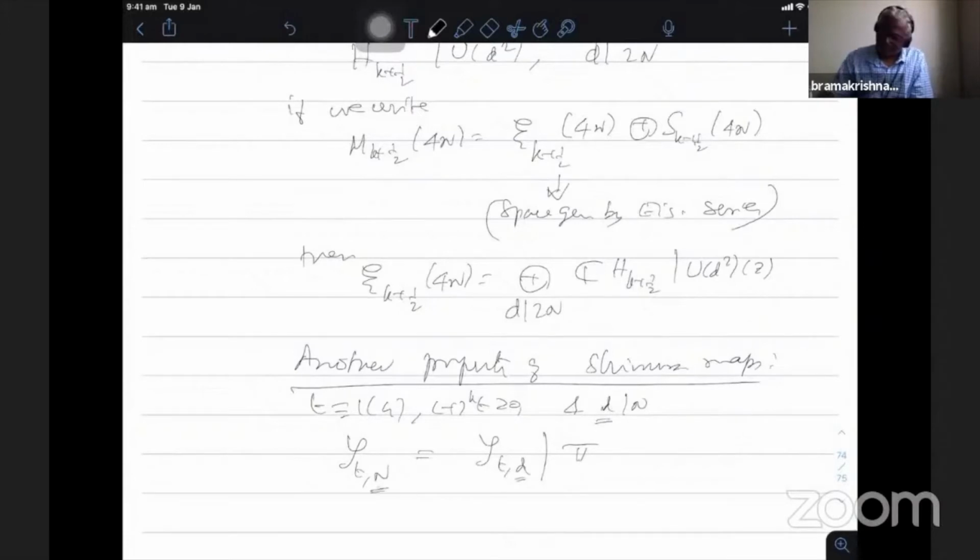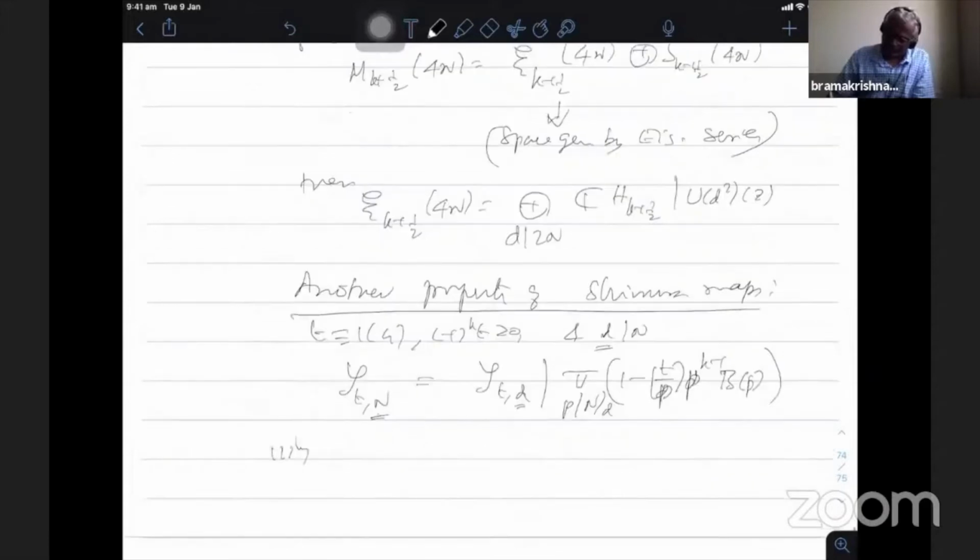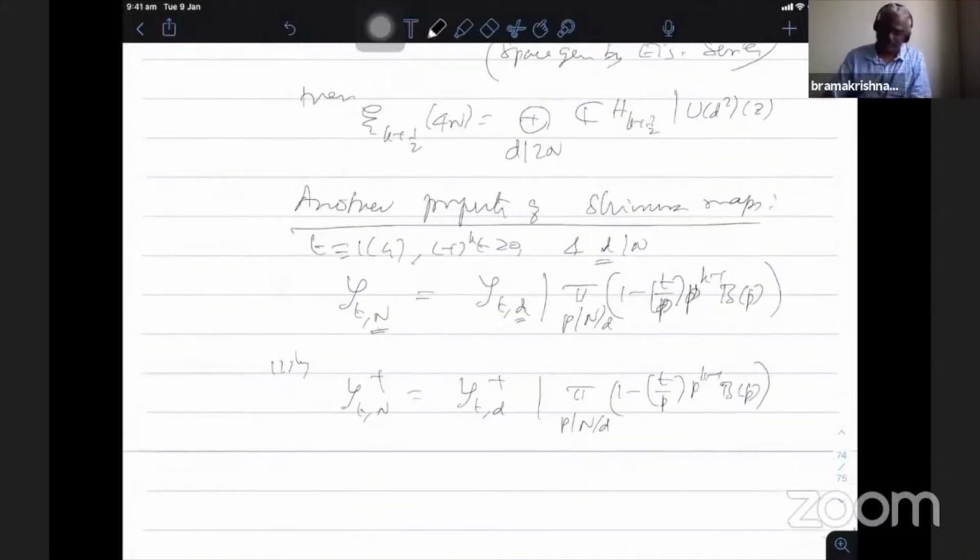So the relation between them: the product over p dividing n/d of (1 minus (t/p) p^{k-1} times the operator for p). You take all of them, you take the product and apply on the functions. Similarly, everything is true for the plus space also. S_{t,n}^+ is S_{t,d}^+ bar, product over p dividing n/d of (1 minus (t/p) p^{k-1} times the operator for p). Okay, so n is odd. So this is another property.